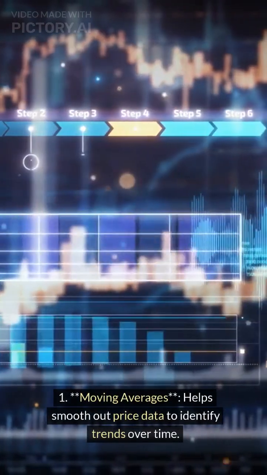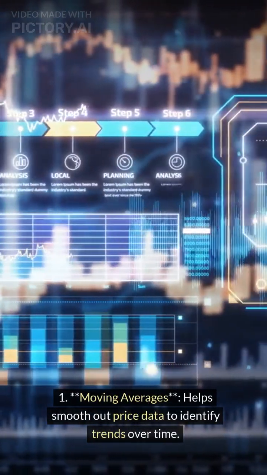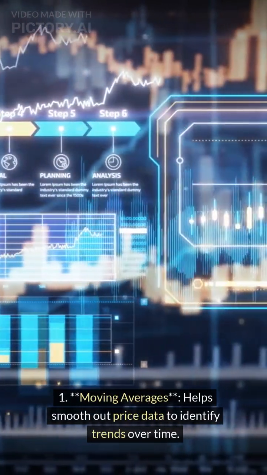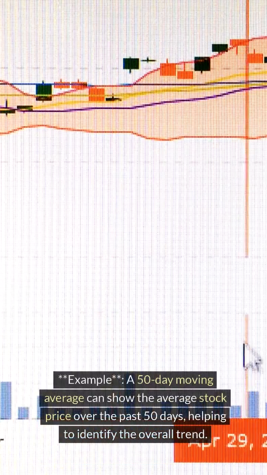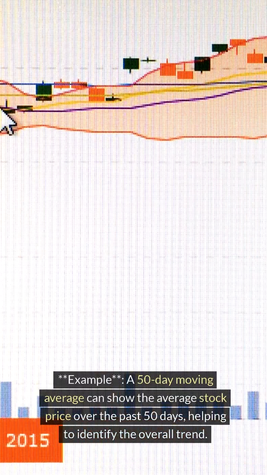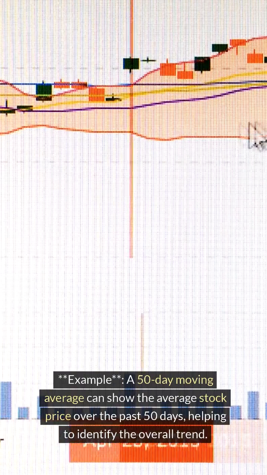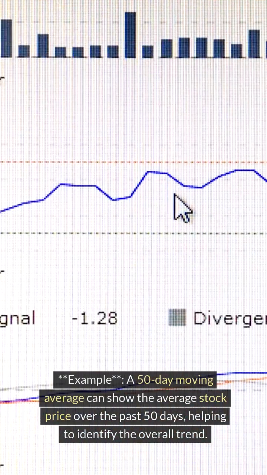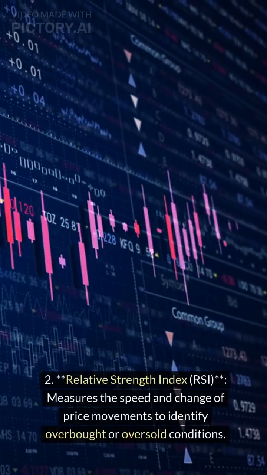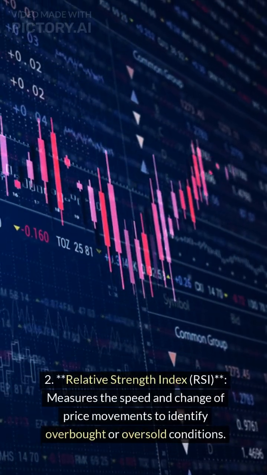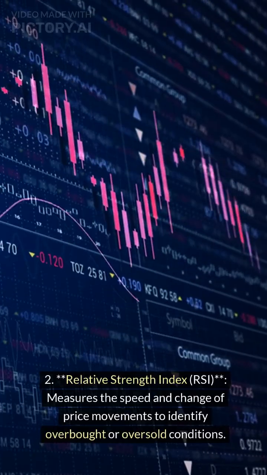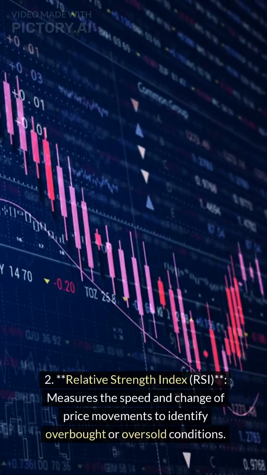Section 4. Essential trading indicators. 1. Moving averages. Helps smooth out price data to identify trends over time. Example: a 50-day moving average can show the average stock price over the past 50 days, helping to identify the overall trend.